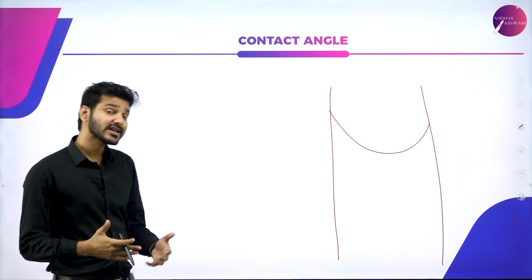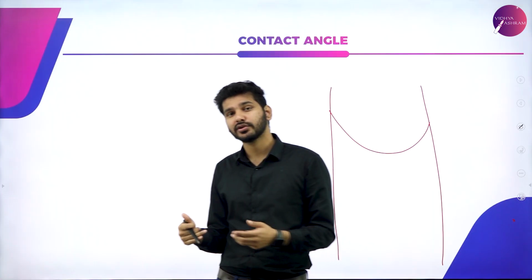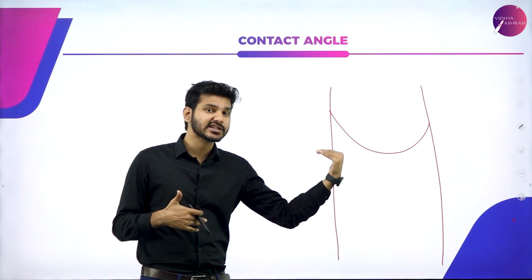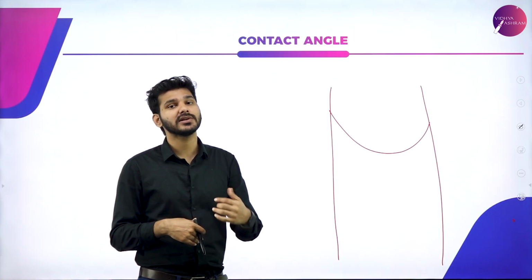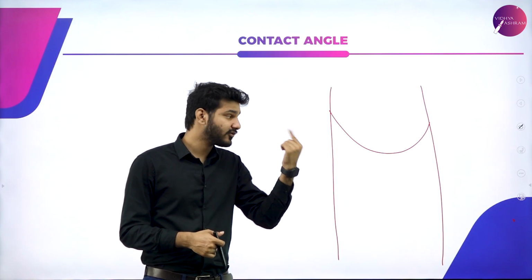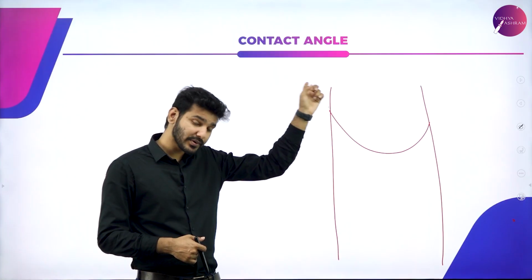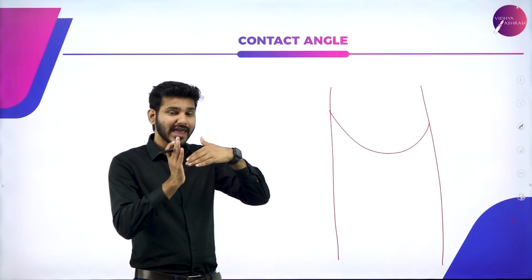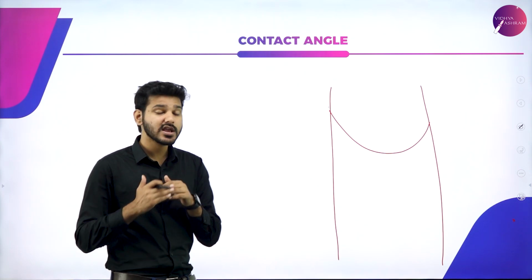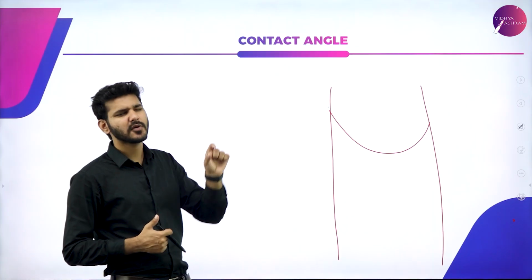Now again, what is all this related to contact angle? I just told you that water seems to stick onto the walls of the container. The way it sticks onto the walls of the container is actually at a particular angle. And this particular angle at which the sticking of various liquids happens onto the walls of the container is known as angle of contact, or simply contact angle. That is what we are going to learn in this small session.